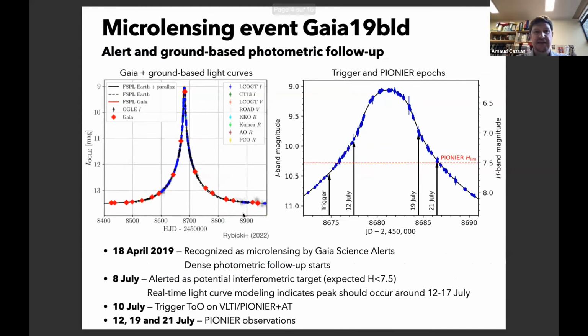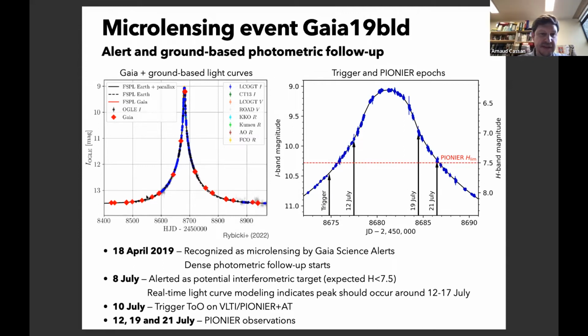So now coming to the microlensing event, Gaia19bld. This microlensing event was actually alerted by the Gaia satellite. These are, in this plot on the left, the red squares. And in April 2018, it was recognized by the Gaia Science Alert team as a possible microlensing event.